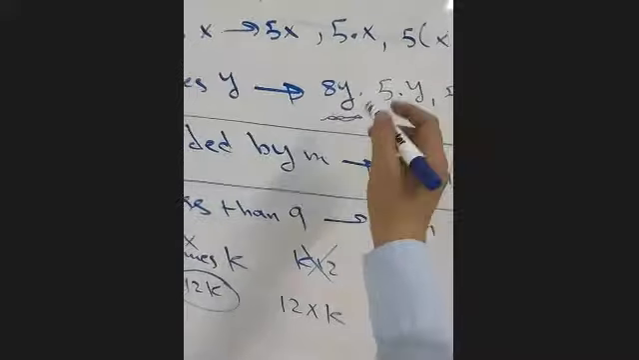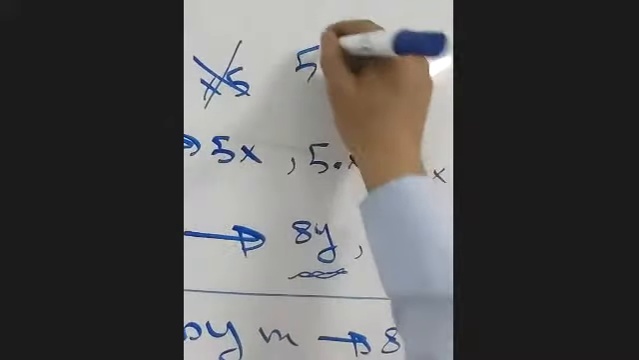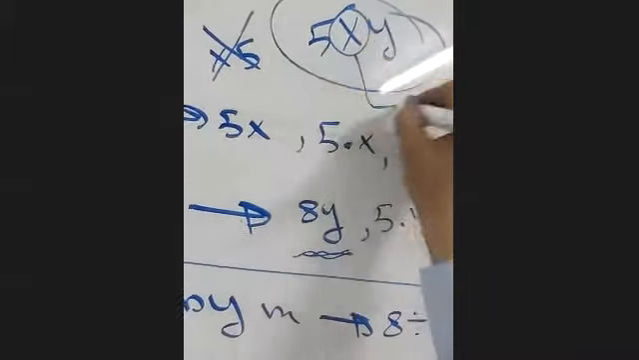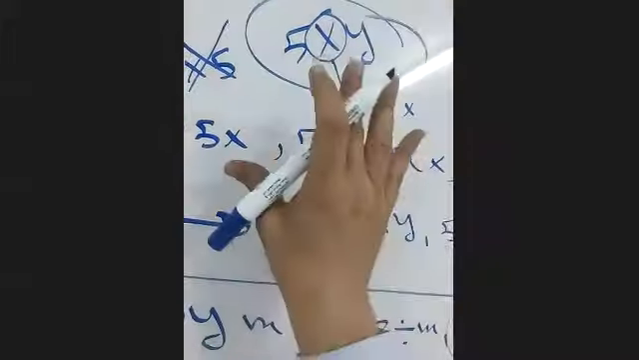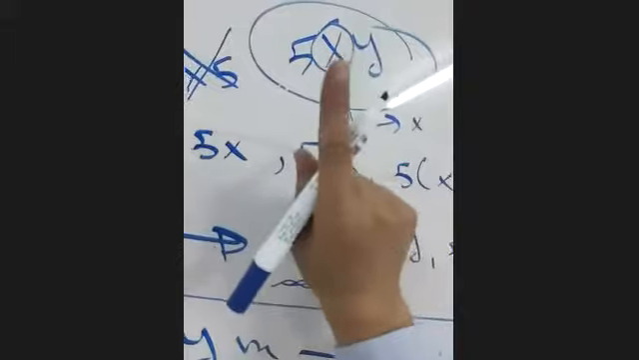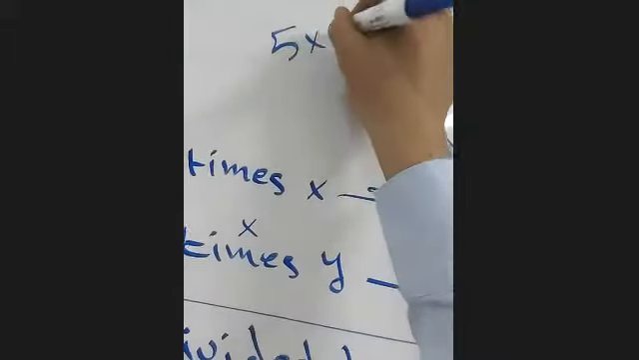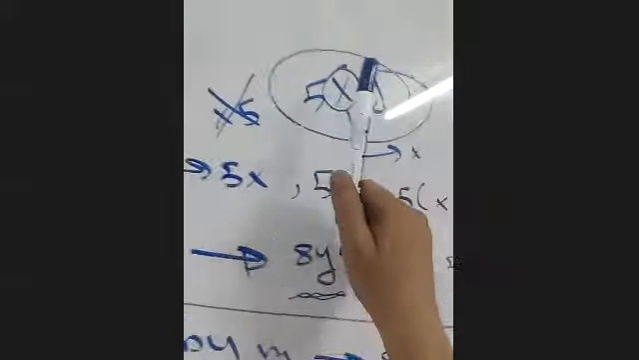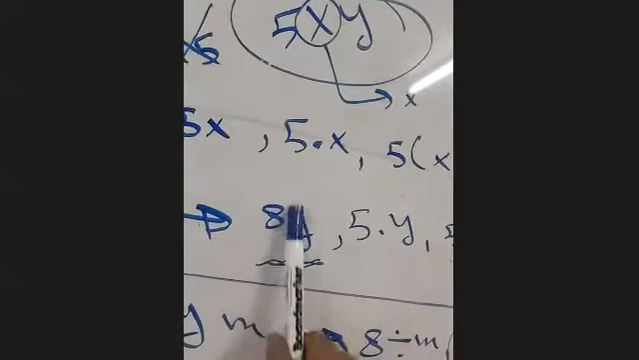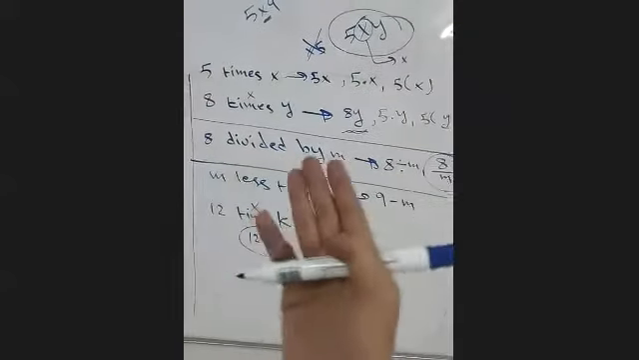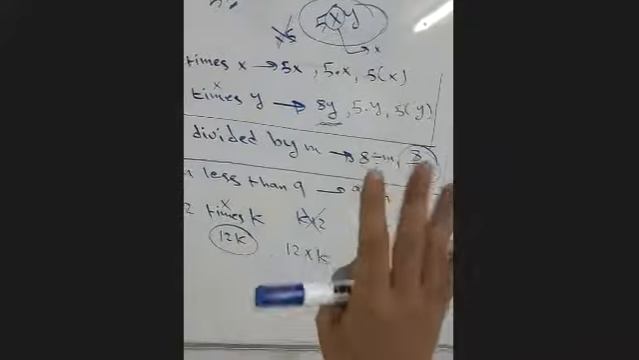But we don't write the multiplication sign. We don't say 5 multiply y. No. Why? Because this looks like x. So the multiplication sign between a number and a variable, we don't write it. But between a number and a number, we write the multiplication sign. Be careful, okay? The division, we can write the division, it's okay. 8 divided by m, we say 8 divided by m normally.